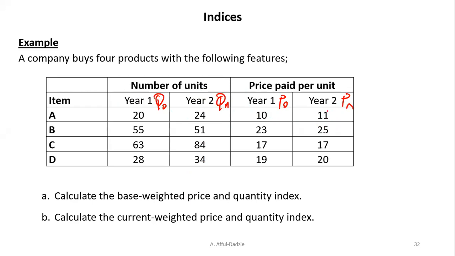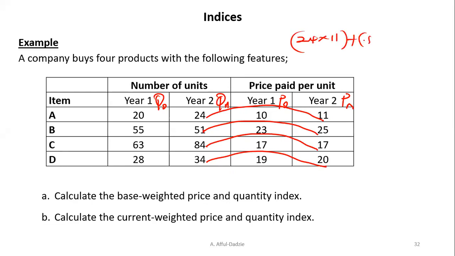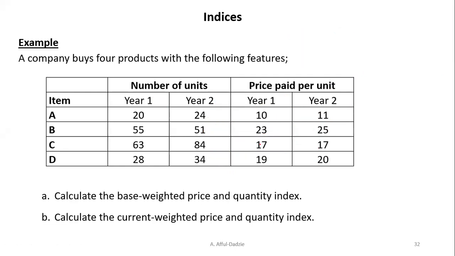So if I'm finding the price index, then I'm going to multiply this times this, plus this times this, plus this times this, plus this times this. All this will be the numerator. So you're going to do 24 times 11 plus 51 times 25, then you do all the way to 34 times 20. So that is the numerator. Then you come to the denominator. The denominator is now the base price times the current quantity.